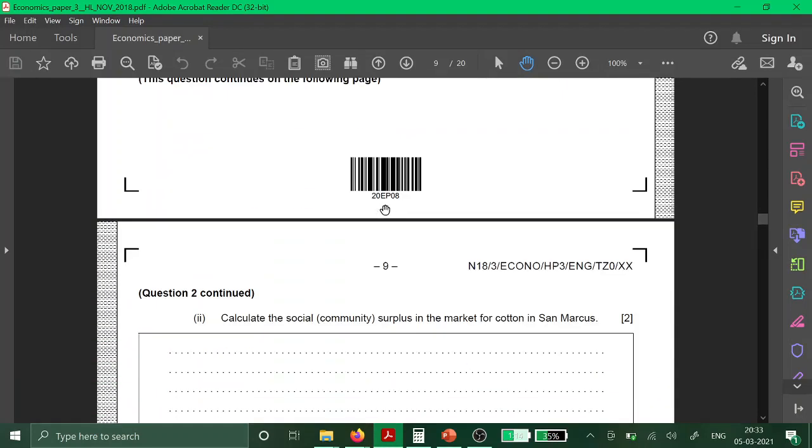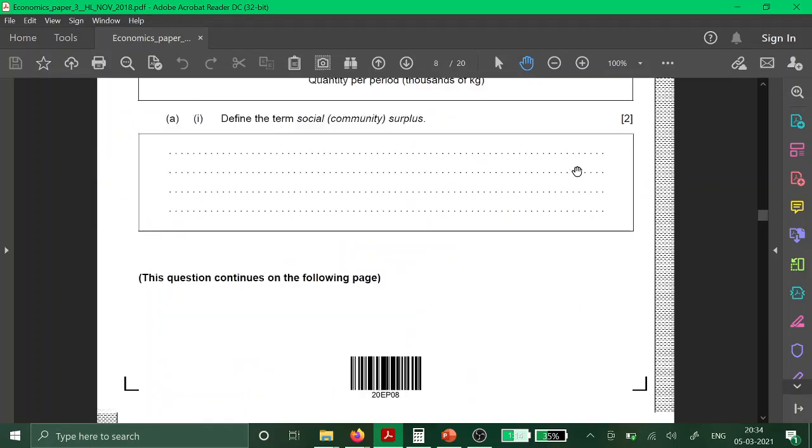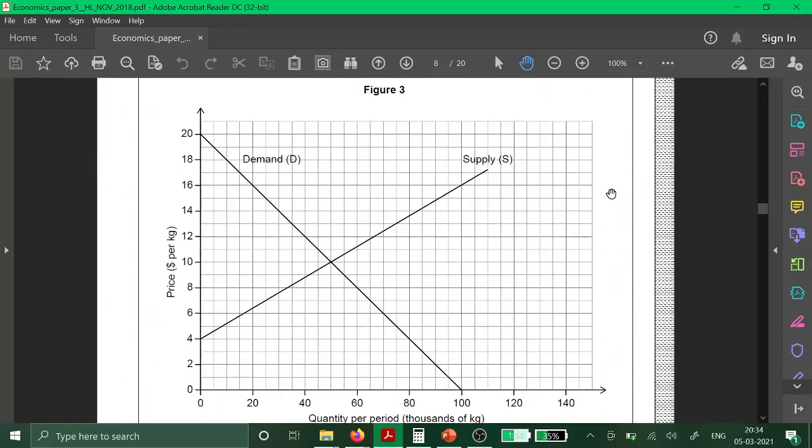Then the next one is, let's find out. This is interesting. So now they are giving the subsidy equal to $8 per kg. So now what will happen if there is a subsidy? You draw a line from the x-axis at 8. They want us to label the subsidy in figure 3. Would it be 8,000 on the x-axis? I'm not sure. No, no.